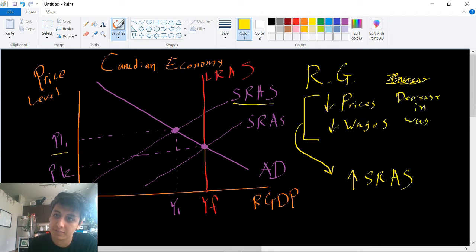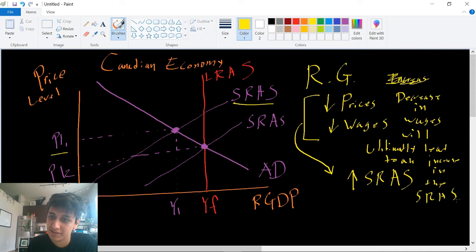And wages will ultimately lead to an increase in the short run supply. So there's our explanation, and then we showed it here on the graph. Bam. So there's part 1 and part 2 of this first question about the Canadian economy.